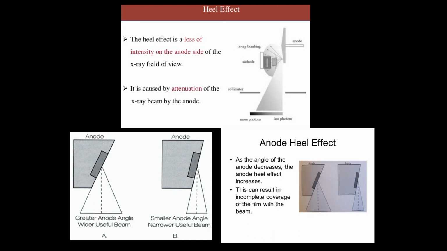To get you through it. But just remember, if you can't remember anything else, as the angle of the anode increases, the anode heel effect increases as well. This can result in incomplete coverage of the film with the useful part of the beam. So there's a limit to how much you can angle the heel.